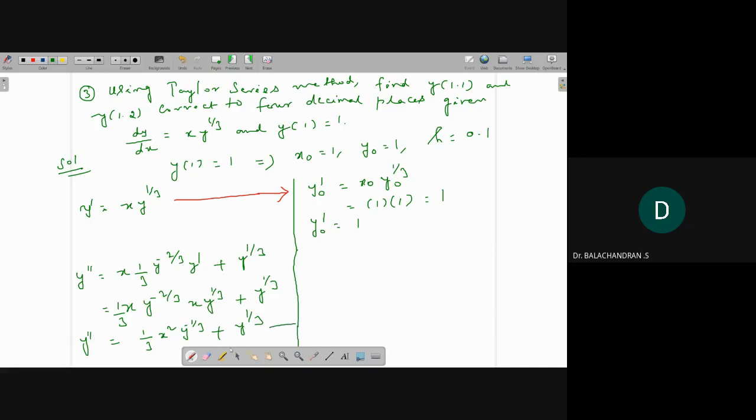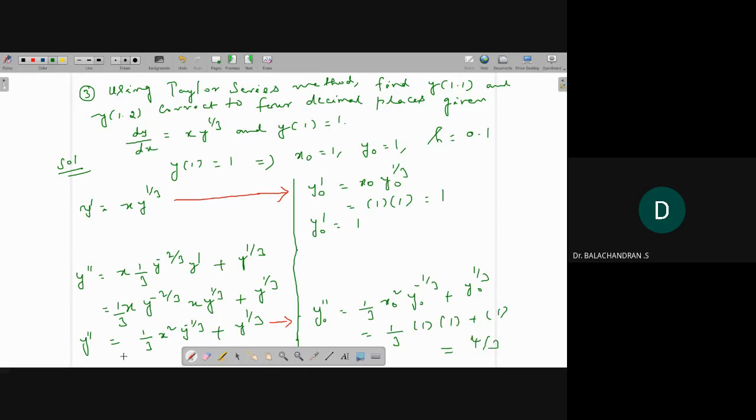So now find the corresponding y naught double dash. So what is y naught double dash? 1 by 3 x naught square into y naught power minus 1 by 3 plus y naught power 1 by 3. So this is equal to 1 by 3. x naught is 1, y naught is also 1, so 1 by 3 plus 1 is 4 by 3.